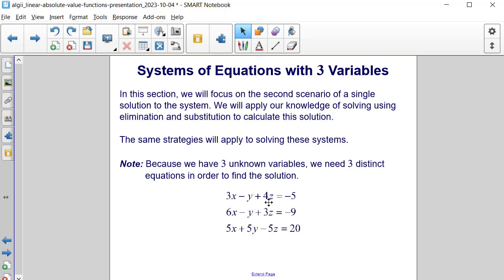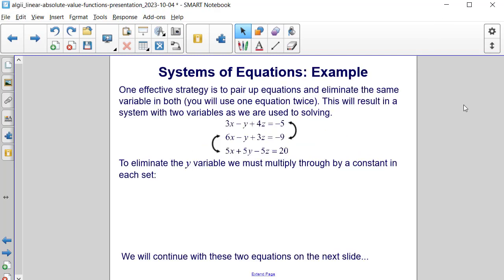3x minus y plus 4z is equal to negative 5. 6x minus y plus 3z is equal to negative 9. And 5x plus 5y minus 5z is equal to 20. Let's work through finding the solution to this system of three variable equations. One effective strategy is to pair up equations and eliminate the same variable in both. And as a result, you will need to use one equation twice. This will result in a system with two variables, as we are used to solving.